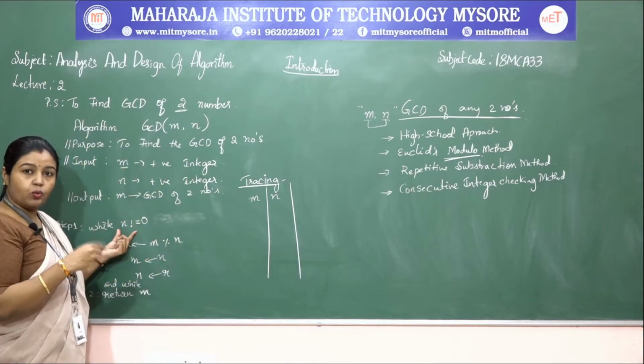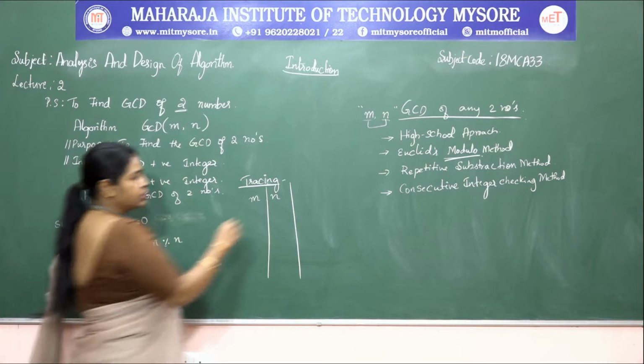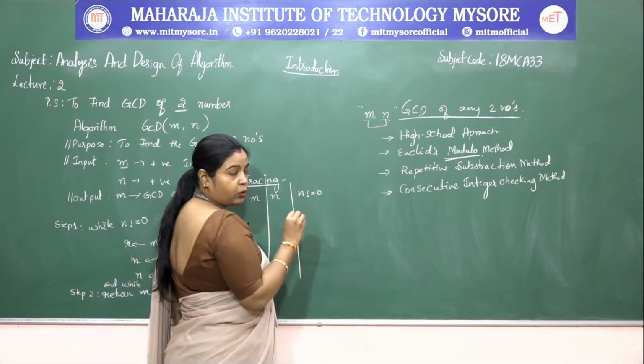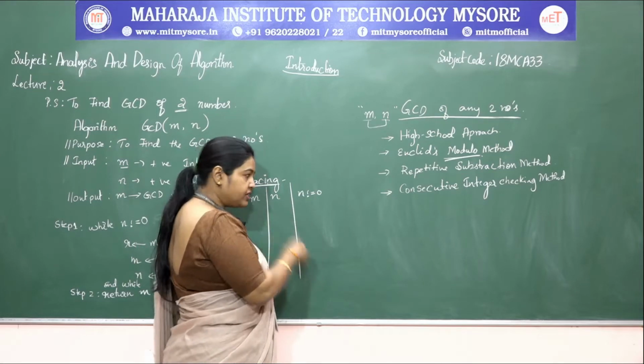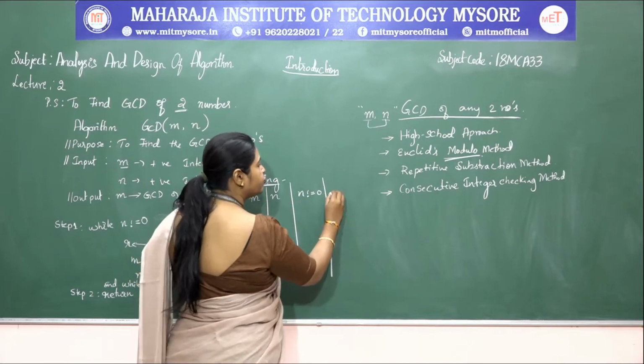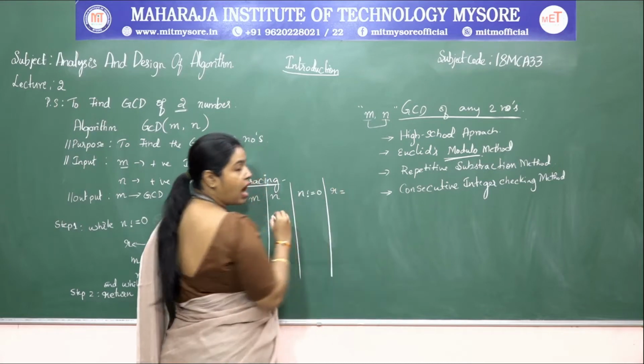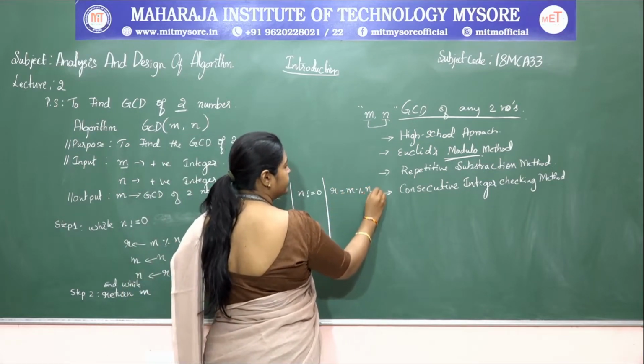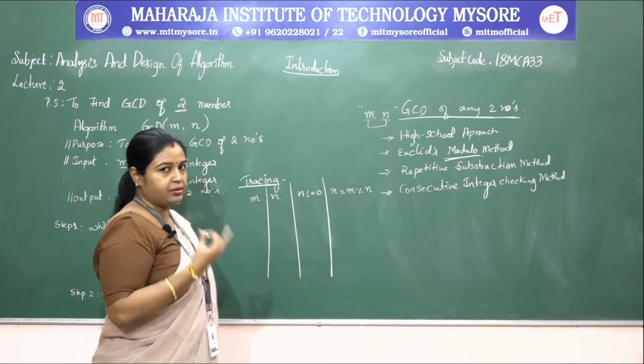But before calculating the remainder, we are checking a condition, right? Here let me check whether n is not equal to 0 or not. If it is true, then only are we going to perform what? What is r? r is nothing but the remainder of m divided by n.